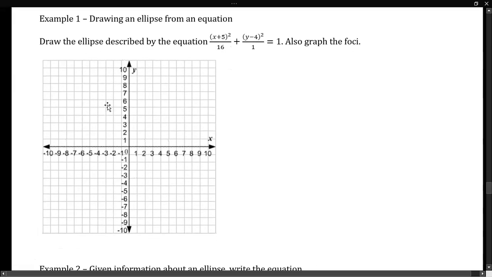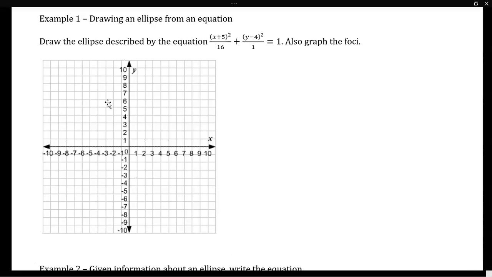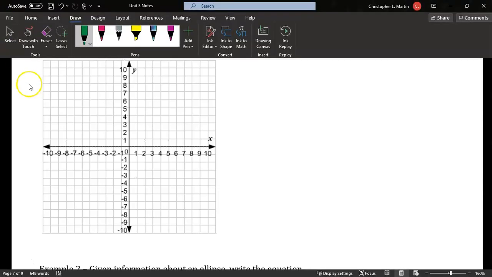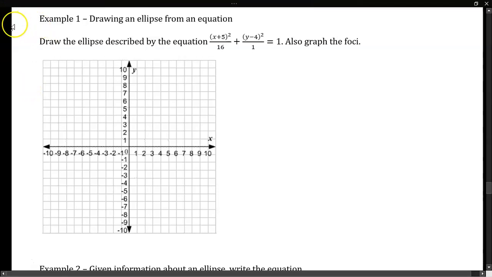All right, so for number 1, we have to draw an ellipse from this equation. We're also going to graph the foci. So let's rewrite this, and let me move this cursor out of the way because it's blinking.